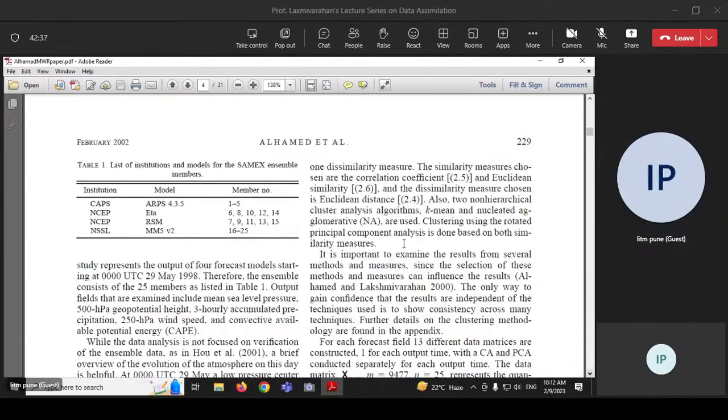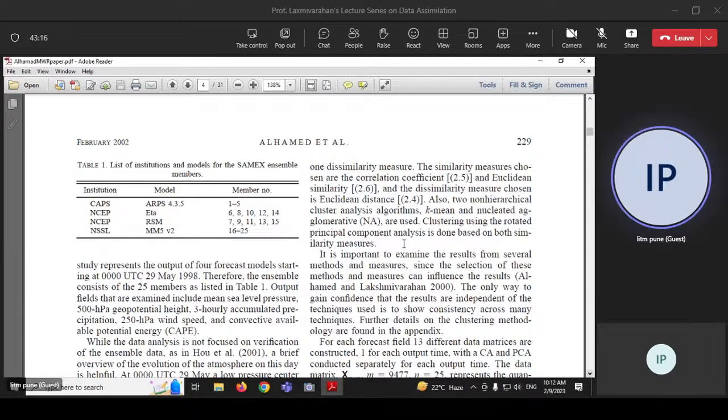Table 1. CAPS, Center for Advanced Prediction Systems. They have ARPS 4.3.5. They had 5 members with ensemble for that, with differing initial conditions. The NSEP model, ETA model, and there are 25 members. This is how we have labeled the ensemble members to be able to identify who is where and so on. Then the NSEP RSM model, then the National Space Norms MM5 version 2.